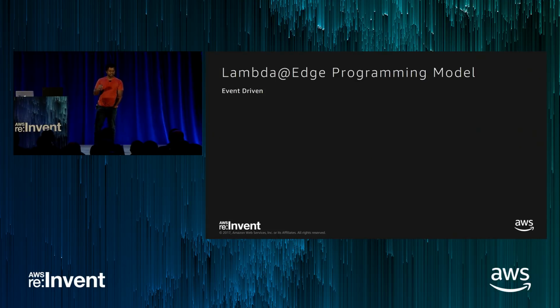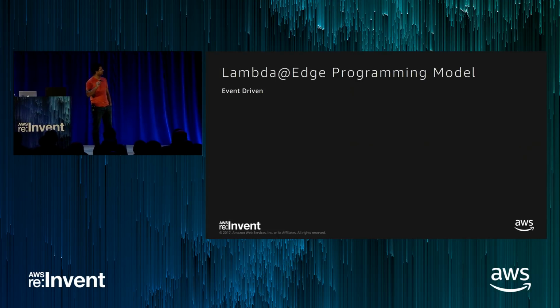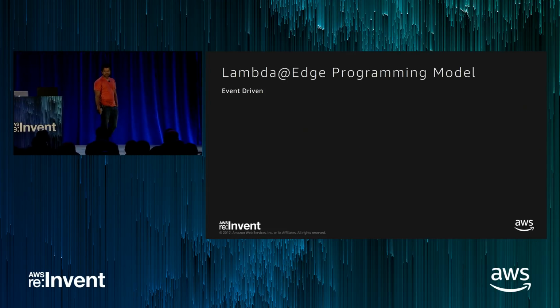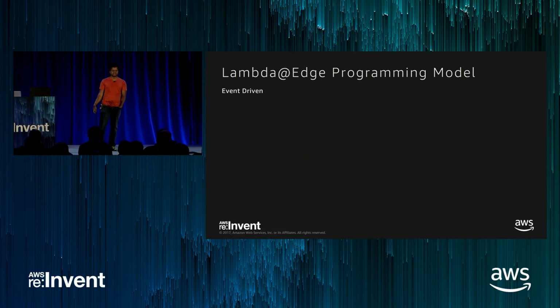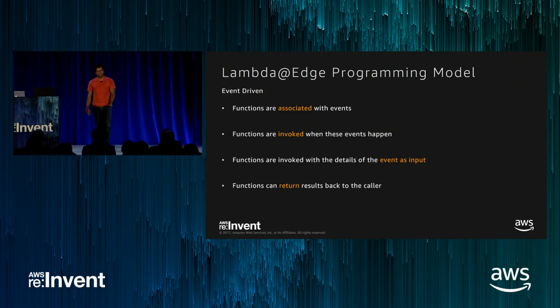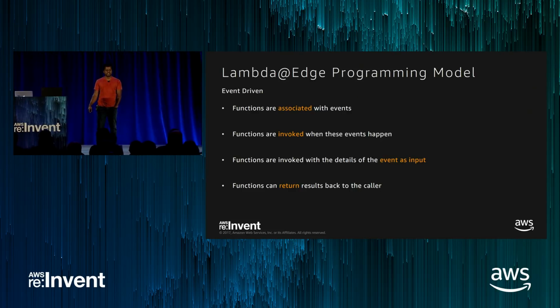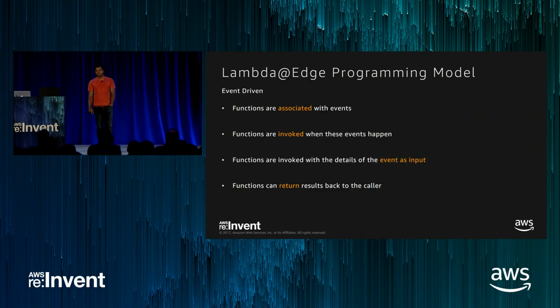So a little bit of a deeper dive into the programming model. The Lambda at the Edge programming model is very similar to Lambda's. It's event-driven. What that means is functions are associated with events. These functions are obviously invoked when these events happen. The functions are invoked with the details of the event as input. And optionally, functions can return a processed result back to the caller.